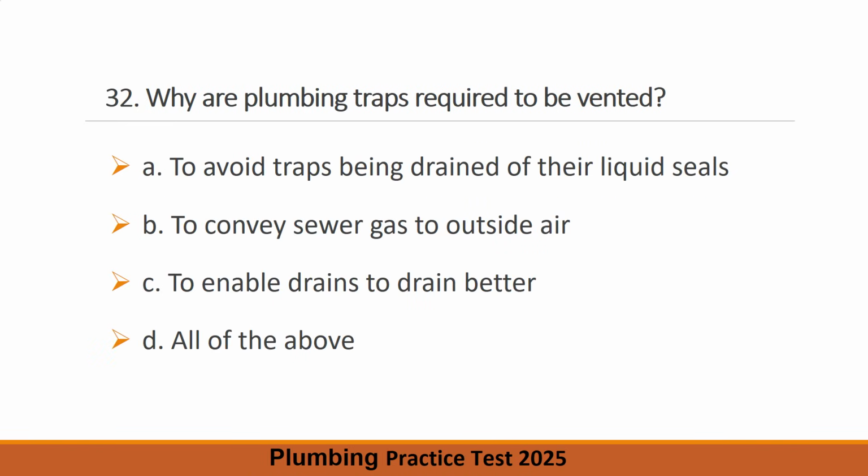32. Why are plumbing traps required to be vented? A. To avoid traps being drained of their liquid seals. B. To convey sewer gas to outside air. C. To enable drains to drain better. D. All of the above.